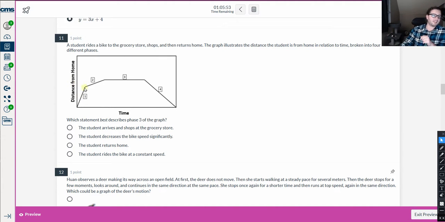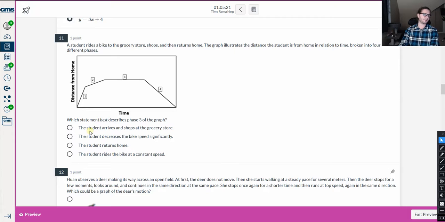Phase 2, he's slowly increasing his distance from home. So maybe he got tired, slowing down, hopped off his bike to walk, who knows. Phase 3, his distance from home is not changing, so he's not moving any farther from home. And phase 4, he is steadily moving closer to home until he eventually gets back. And it's asking what best describes phase 3. Well, phase 3, he's no longer moving away from home at all. His distance is remaining constant.